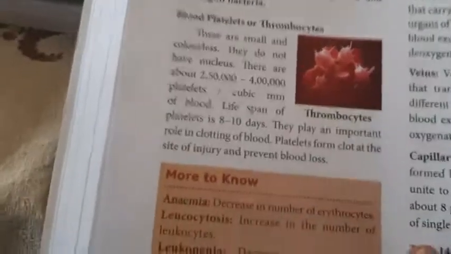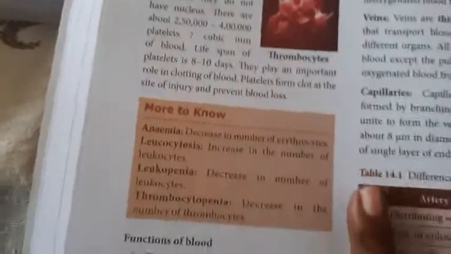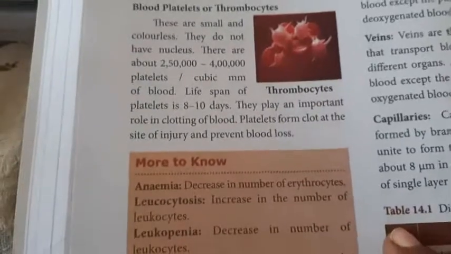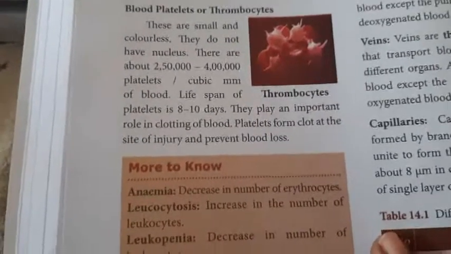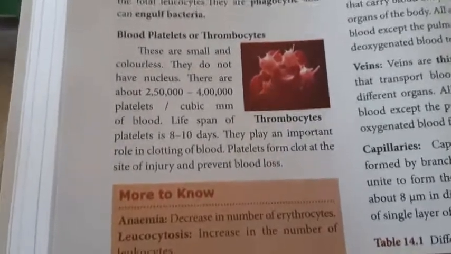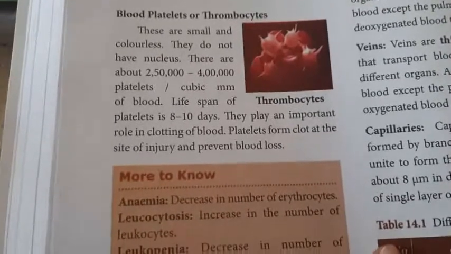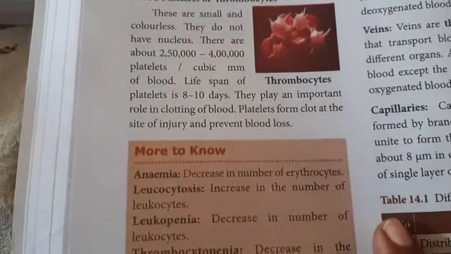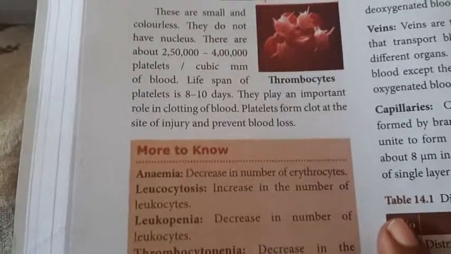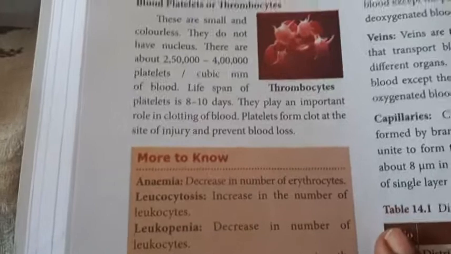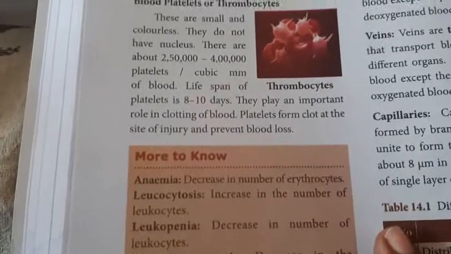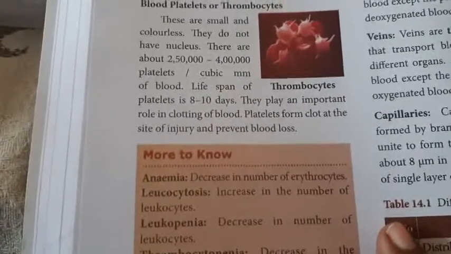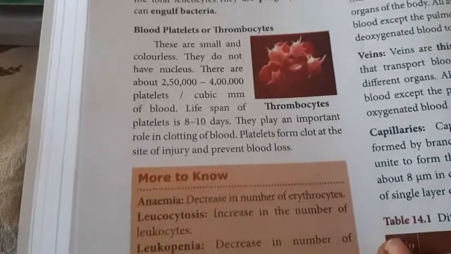Then blood platelets, or thrombocytes. They are small and colorless. They do not have a nucleus. There are about 2,50,000 to 4 lakh platelets per cubic millimeter of blood. The lifespan of platelets is 8 to 10 days. They play an important role in clotting of blood. Platelets form a clot at the site of injury and prevent blood loss.